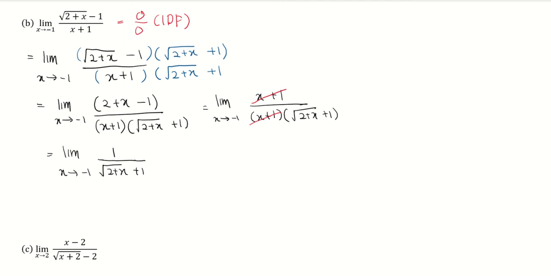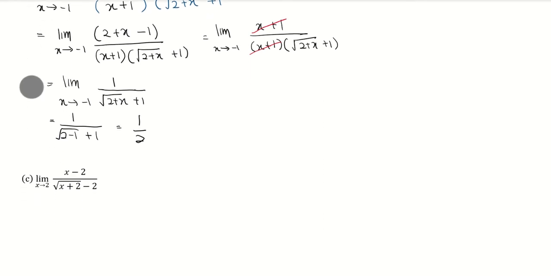Now we can substitute the limit, which is -1. So we get 1 over (square root of 2 minus 1, plus 1), which is 1 over 2. So that is for B.